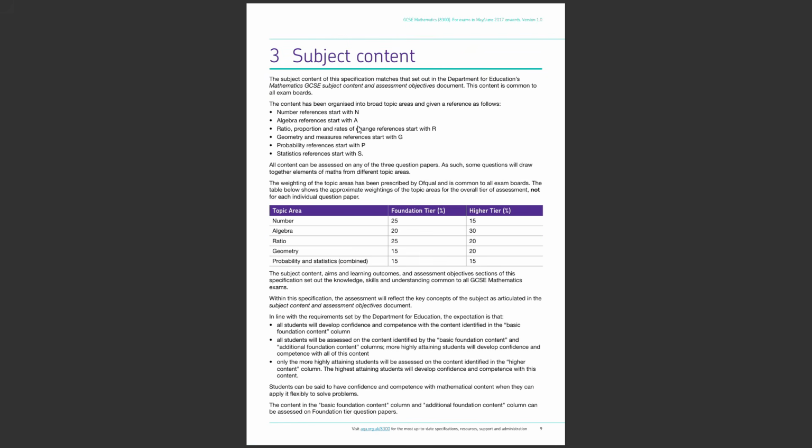In regards to the subject content, as you can see, these are the topics, and remember these topics are the same for the foundation and the higher tier, it's just the weightage that differs. So for example, number: foundation covers 25%, while the higher tier is 15%. Algebra is 20 to 30, ratio 25 to 20, geometry 15 to 20, probability and statistics combined at 15 and 15.